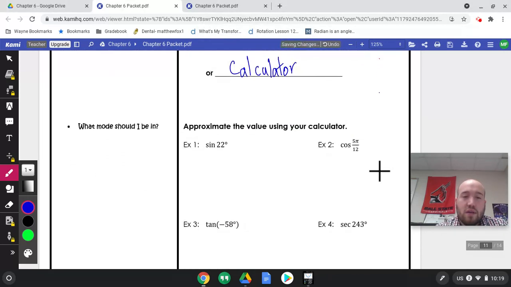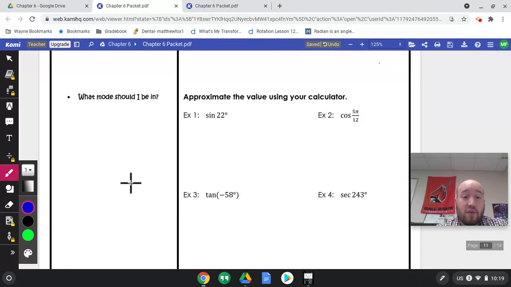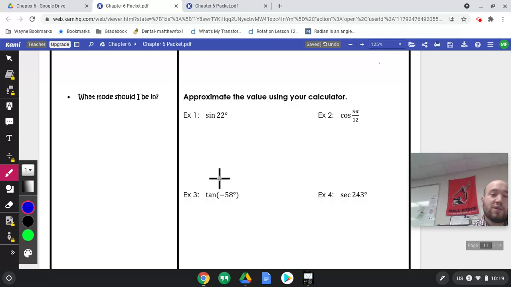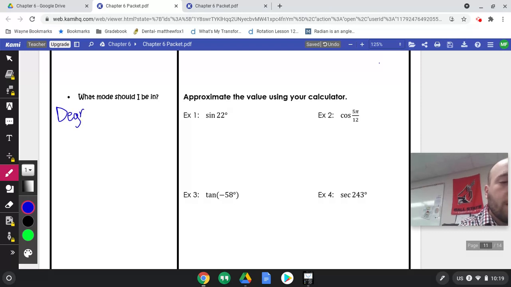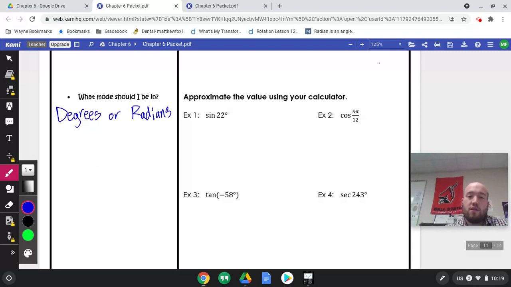Now, before we do this, we need to be very careful. When you're solving these, we're approximating them using our calculator. It's very easy, but we have to be very careful that we're in the correct mode. So when I say, what mode are you in? We have two choices, either degrees or radians. Okay, those are the two different options. Now, for this first one, sine of 22 degrees, obviously we want to be in degrees.